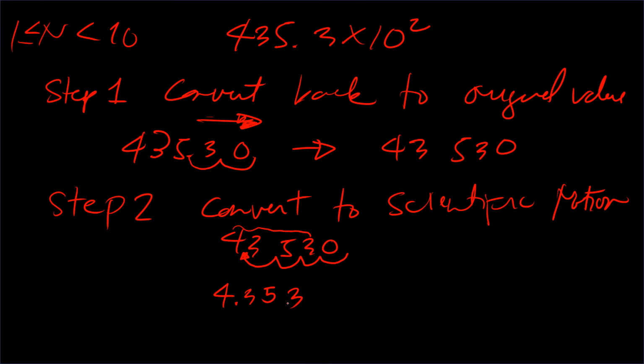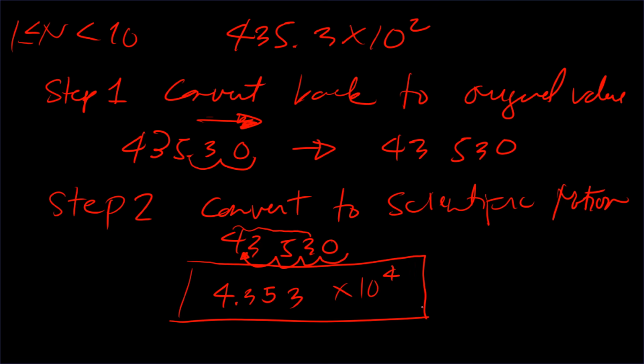So 4.353 times 10 raised to 1, 2, 3, and 4, raised to 4. So this is the correct way of writing this number in scientific notation. This one is wrong, and this one is correct.